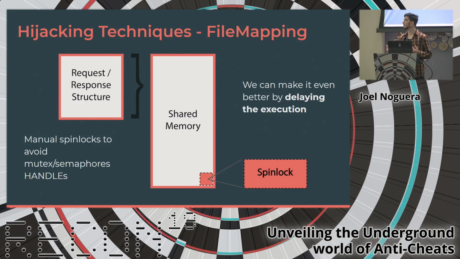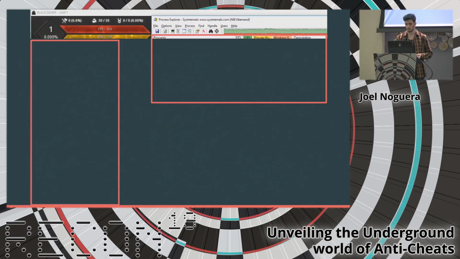And one interesting thing is that we can do all these things before the game is even running. So we can create a shared memory, delete all our traces, and then when the game starts analyzing the processes, they don't have any idea what's going on because we have delayed all the execution of what has been done.